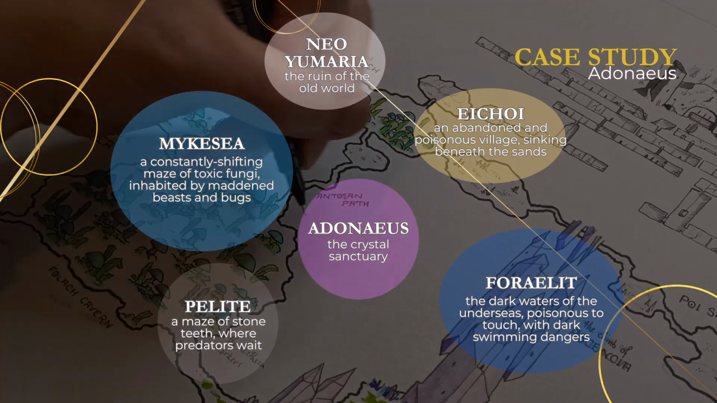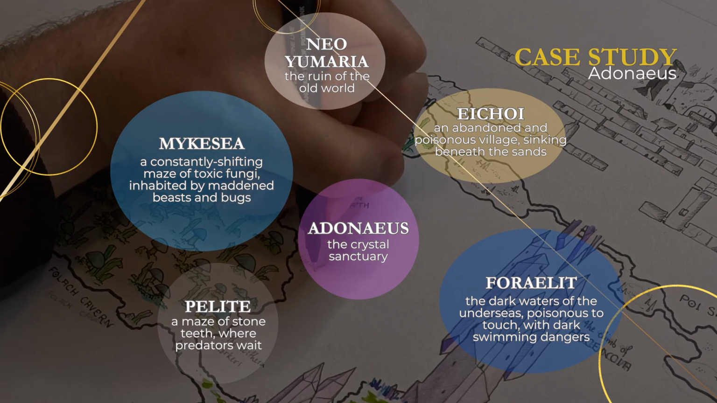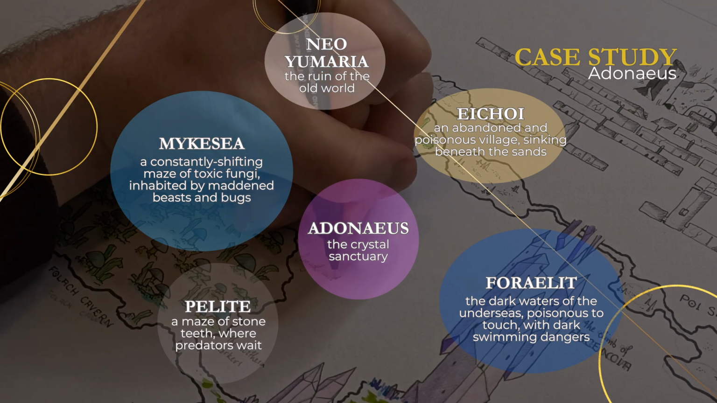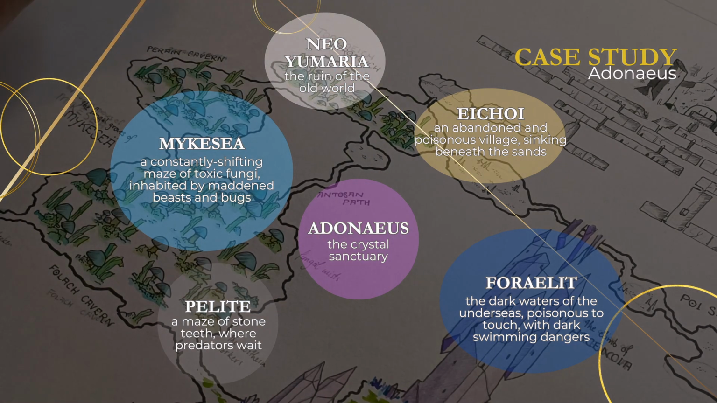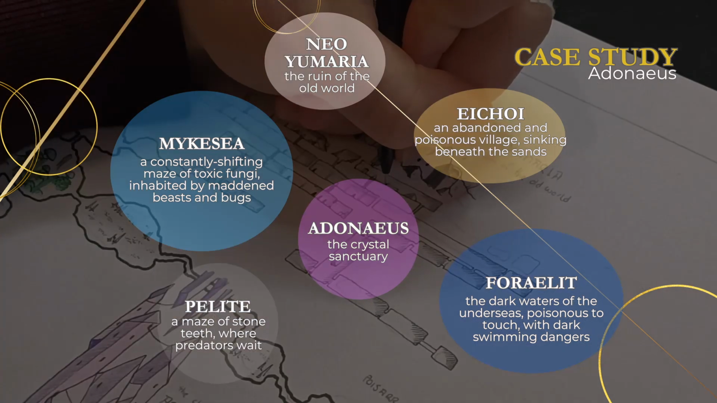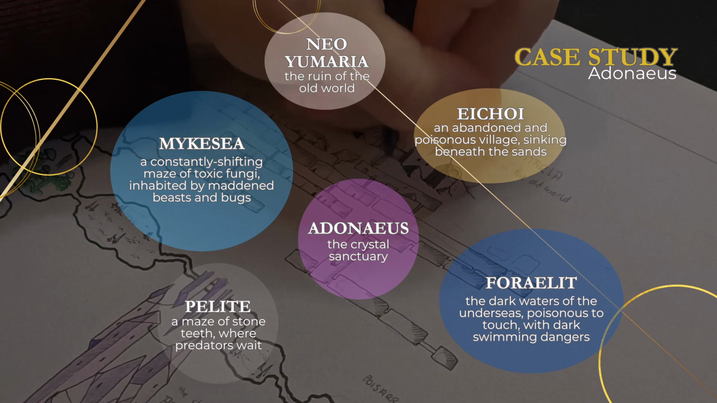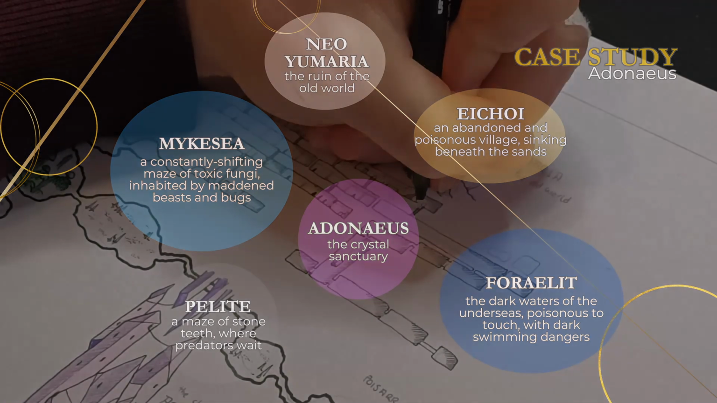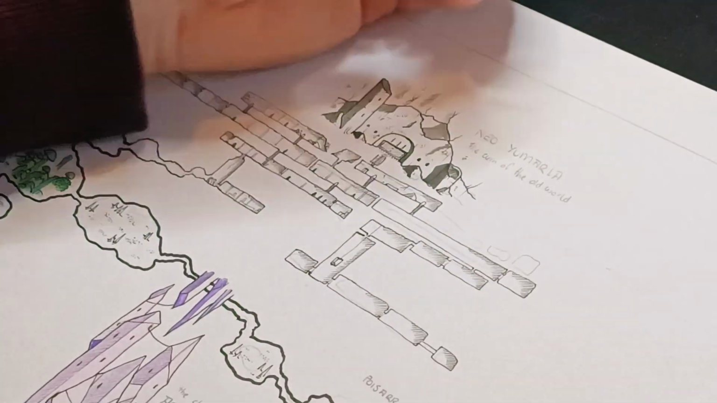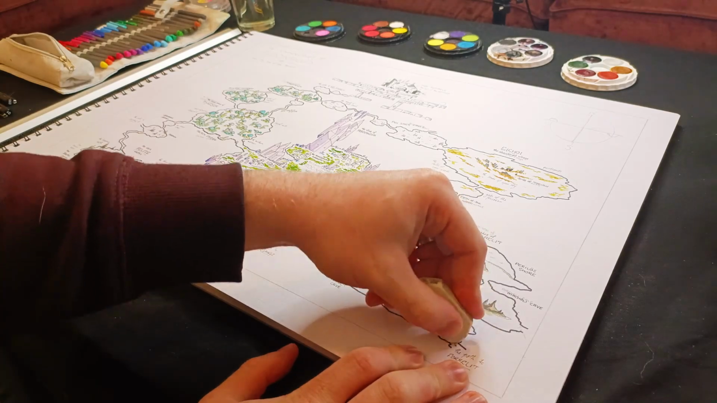Ikoi has been opened by an ancient cataclysm, and now the winds howl through the ruins. Only by a poisonous tunnel can you make it from there to the Mycosy, which is the constantly shifting forest of toxic fungi. Toxic creatures wend their way through the waters they're in. And finally, all of those lie between Adonaeus and the greatest threat of all, the ruin of the old world, Neo Yumaria. And having done all those steps, without even touching on the culture itself, we've created a world that will not only limit your players, but challenge them and give them an end goal.